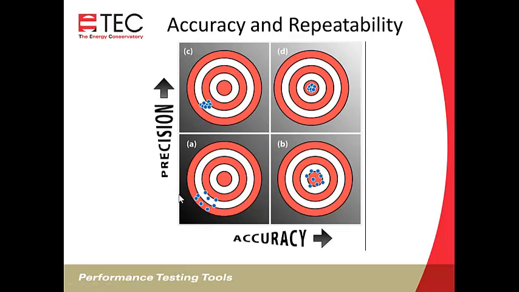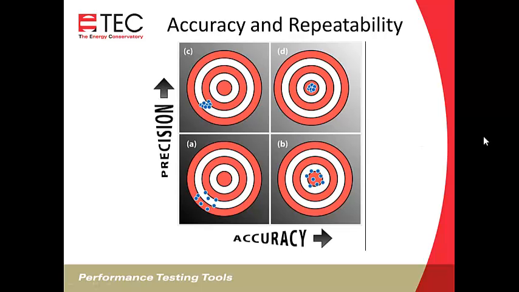And so if we've got poor precision, our data is scattered, and then as we move farther to the right, we're more accurate. So this is precise and accurate. We've got a good grouping and we're in the target. This one, we're all right, we've got the target surrounded.